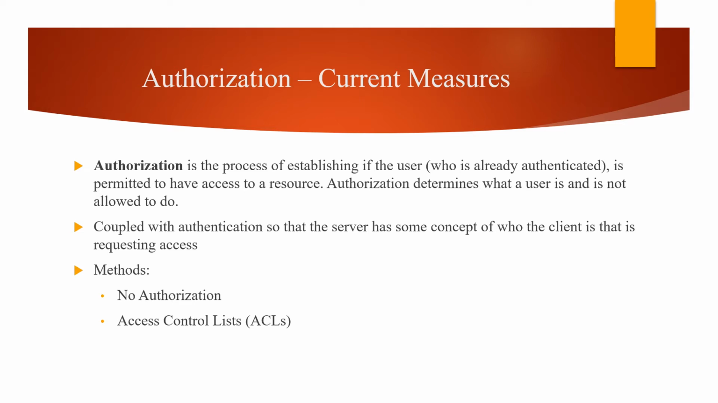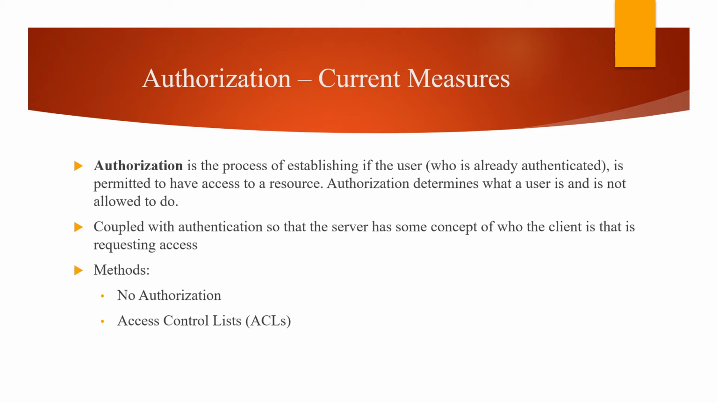Once authenticated, a user or process is usually subjected to an authorization process as well to determine whether the authenticated entity should be permitted access to a protective resource or system. A user can be authenticated but fail to be given access to a resource if that user was not granted permission to access it. Authorization is the process of establishing if the user who is already authenticated is permitted to have access to a resource.